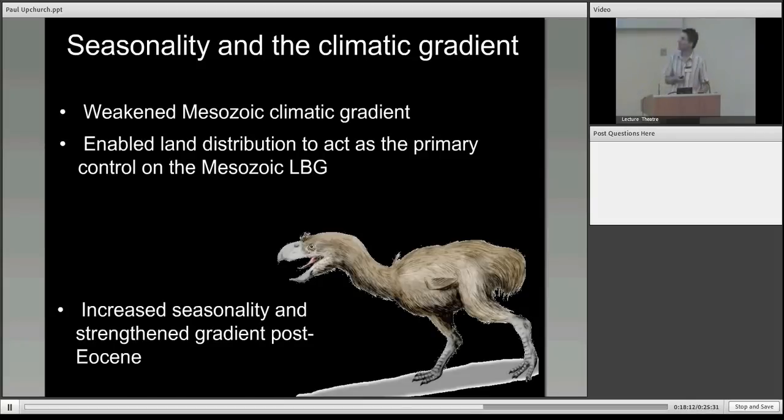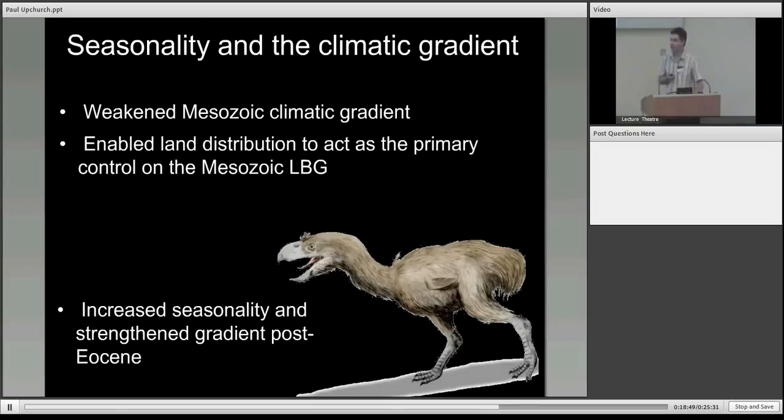One possibility is that, think about the Cretaceous and perhaps into the early Cenozoic. If we have a greenhouse world, very warm conditions, reduced seasonality, perhaps reduced or shallower thermal gradients as you go from the equator to the poles, that might simply cause a shallower gradient for the LBG. You might still have a peak in the equator, and you might just have more diversity in the temperate zone. That wouldn't fit our pattern. So there's something else going on here. Why would diversity be lower in the tropical zones?